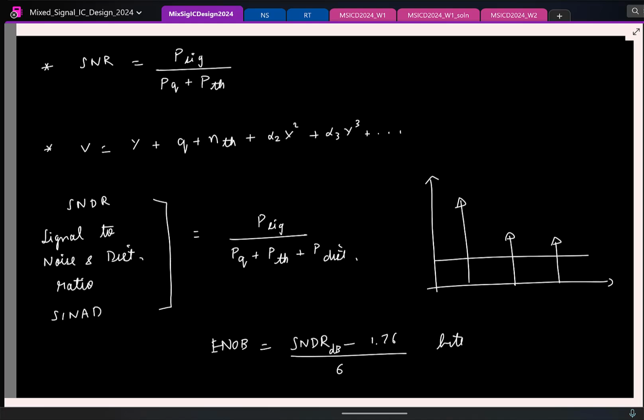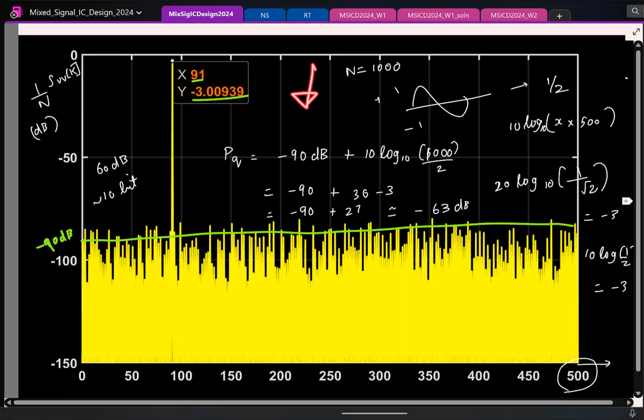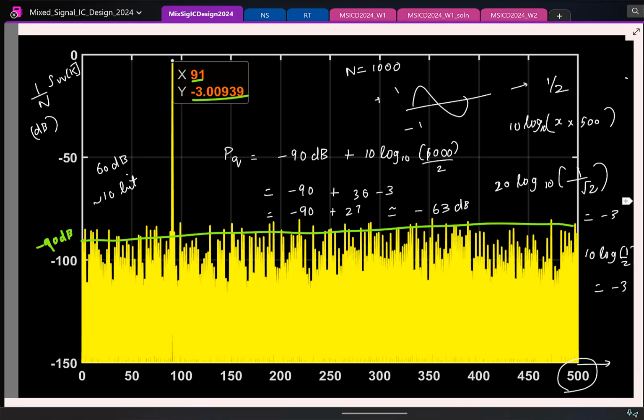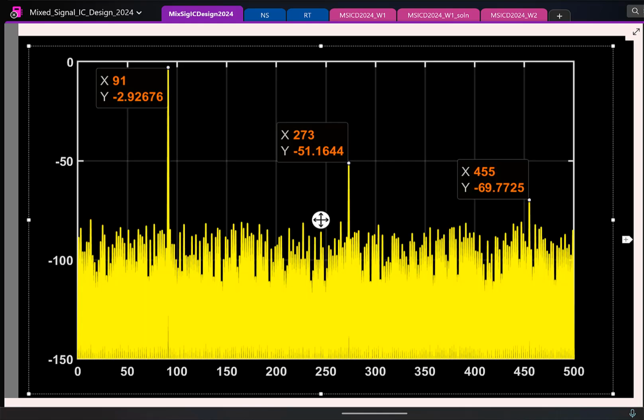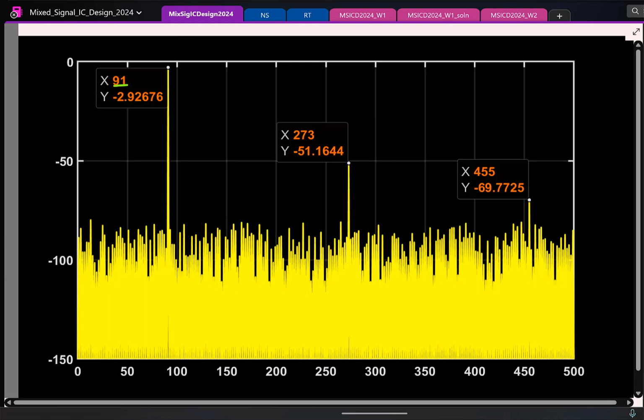So again, let's see what happens. I took the same ADC, the one I showed here. I introduced third and fifth order nonlinearity. So we expect to see third and fifth harmonic, right? So I did that same setup. So the input is at the 91st bin. Third harmonic is at 3 times this, 5 times this. Okay. So here, can you tell me what is my SNDR approximately, just by inspection?